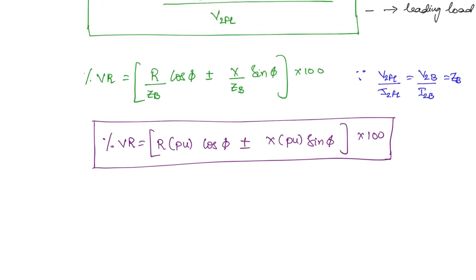Now instead of writing R per unit all the time, we will make use of the small letter. That means R per unit I will write as small r, and X per unit I will write as small x. Okay. And one more point that you can consider here is phi, if you are taking without the sign, then you have to use this negative sign. Okay. But if in case the load is a leading load, then sine phi is automatically going to become negative because phi itself will have a negative value, right? So you can use the expression r cos phi plus x sine phi, okay, directly. You don't have to worry about the negative sign.